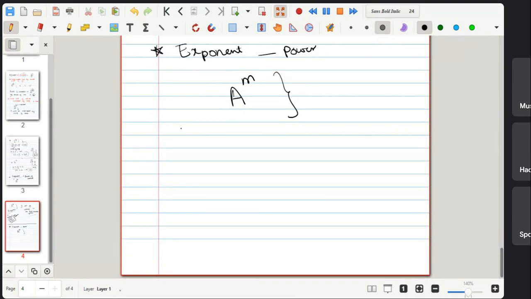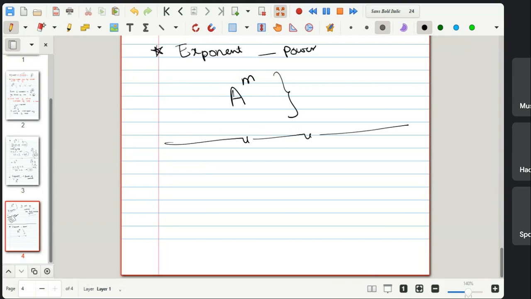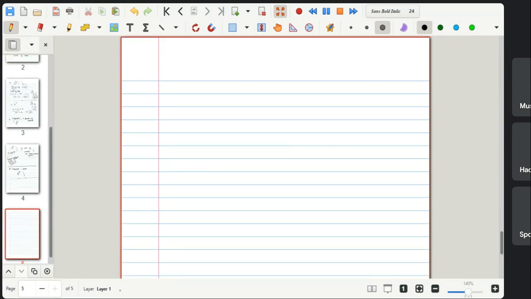So, dear students, I think you all have been introduced to the exponent. Please study it yourself. I will share these lecture notes also, and please see all these things at home. So let me move to the little bit explanatory section.